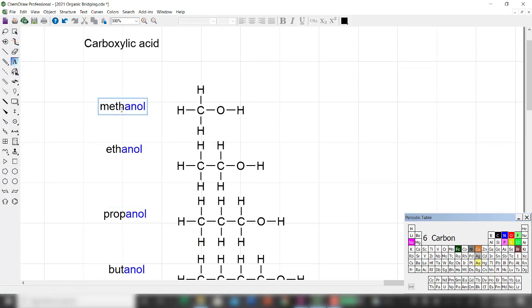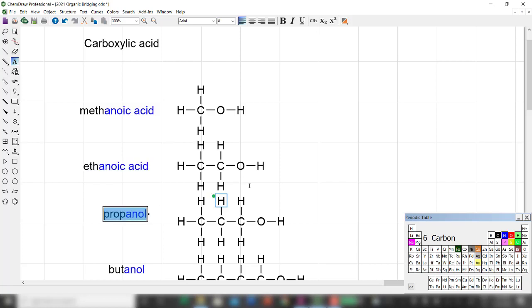So carboxylic acids. The naming is actually not as complicated. So the first member will be called methanoic acid. So again, just replace it. And then after that, the second member will be called ethanoic acid. And this is followed by propanoic acid, and then the fourth member, butanoic acid.